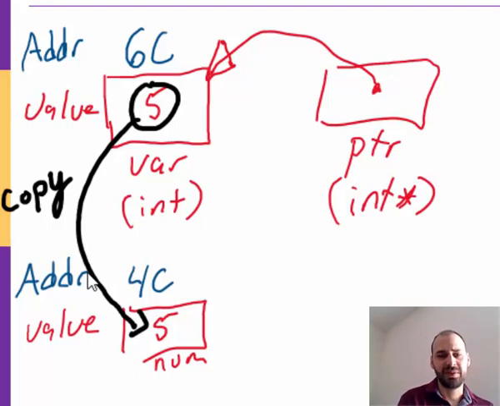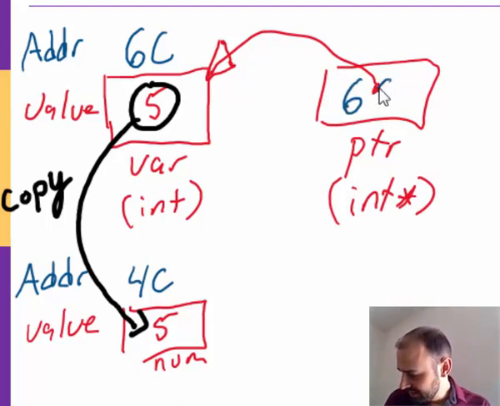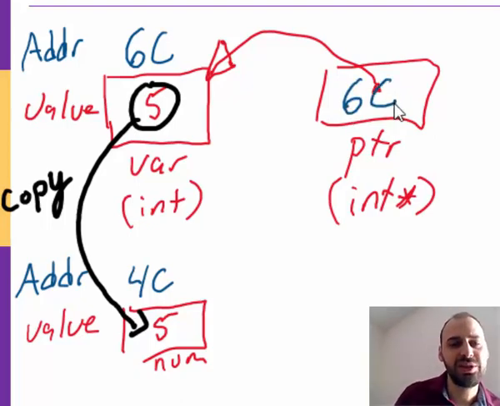So this is our setup here. We've got 3 different variables. We've got an integer pointer called ptr, we have an integer called var, and we have an integer called num. Different memory locations for each one of those. The value of pointer is 6C because it points to the address location of var. So that's our setup.